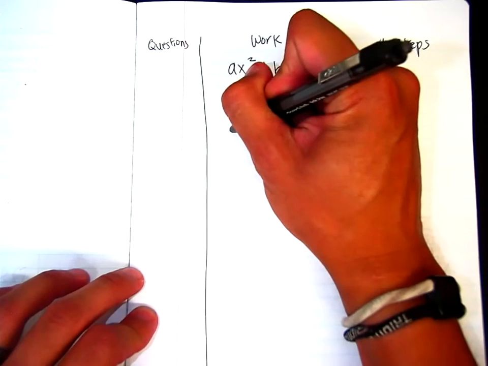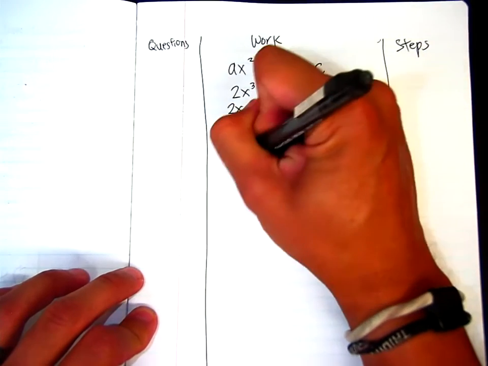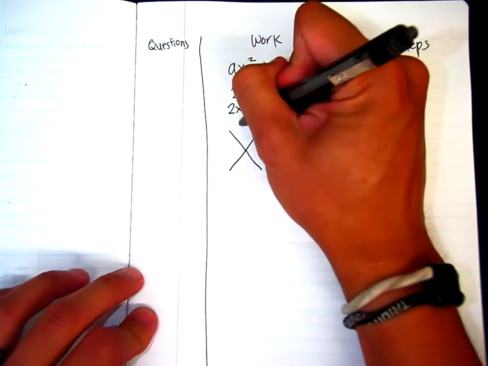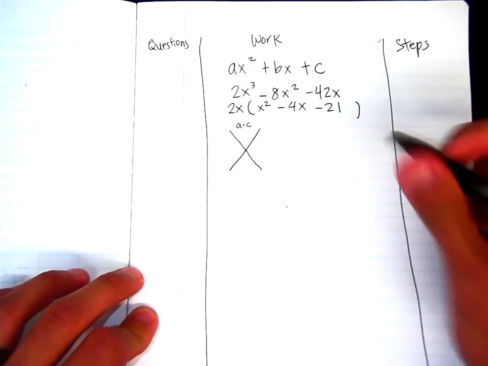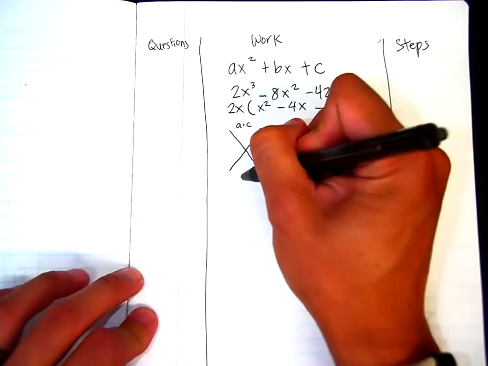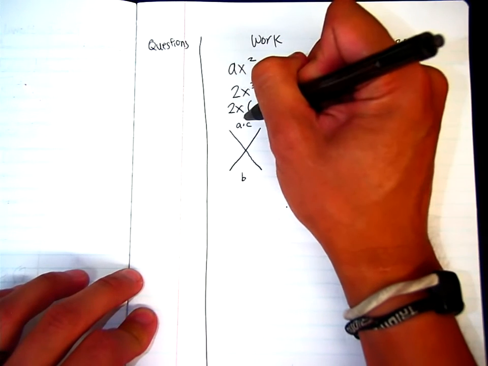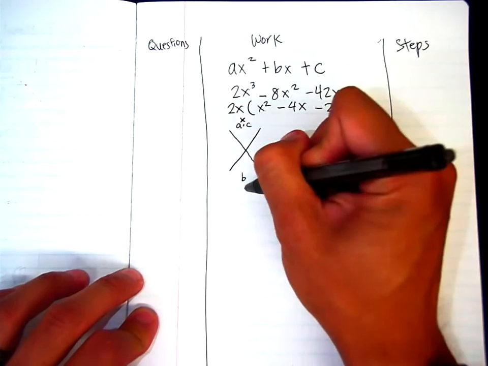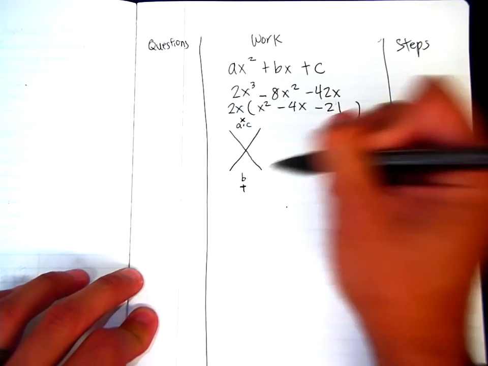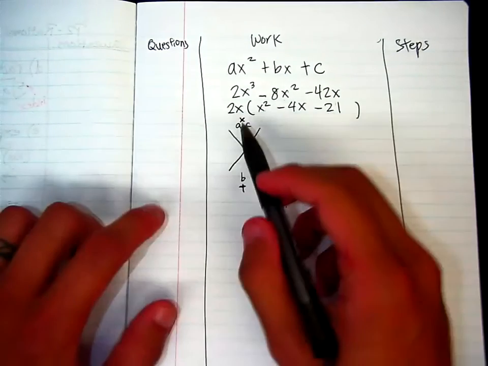So I'm going to draw an x, and on the top I'm going to write a times c, and on the bottom I'm going to write b. I'm also going to put a times sign on the top and a plus sign to kind of remind me of what I'm going to do. So the top is going to be a times c.